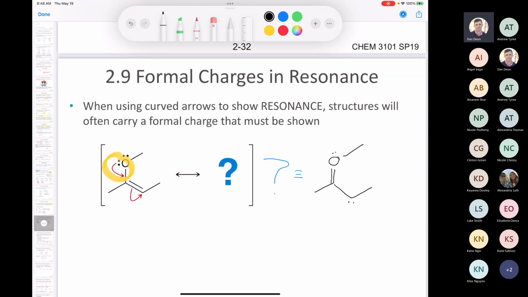Now, could anybody tell me where the formal charges are in here? And again, it's not a trick question. Just throw me an atom and tell me what the charge would be.